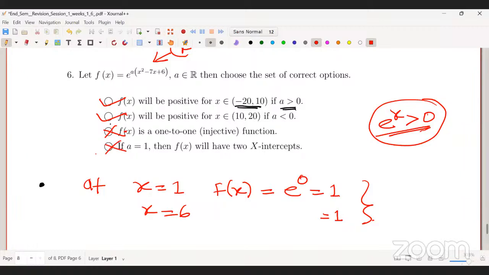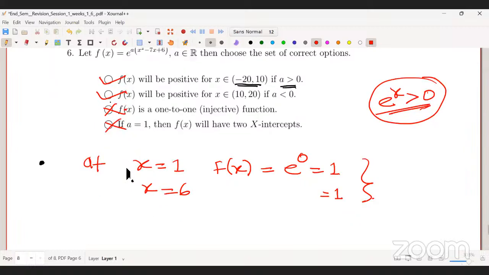Okay. So is there any doubt from question number 6? No, sir, no doubt. Okay. So just now you can ask your doubts. I can take your doubts.